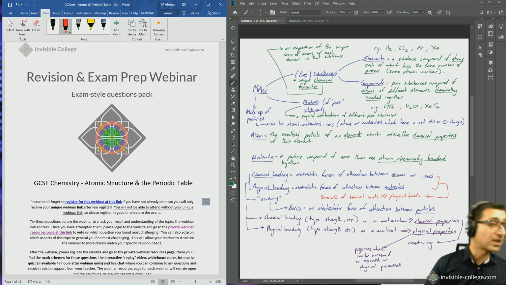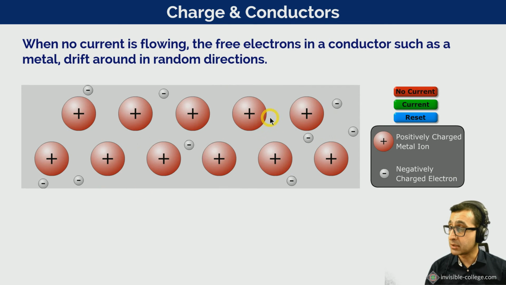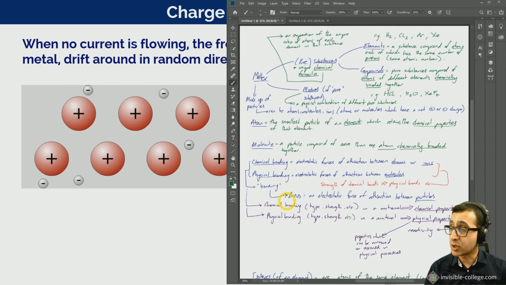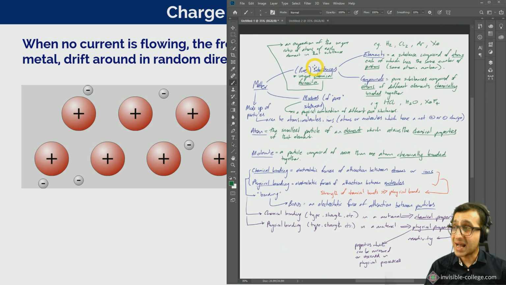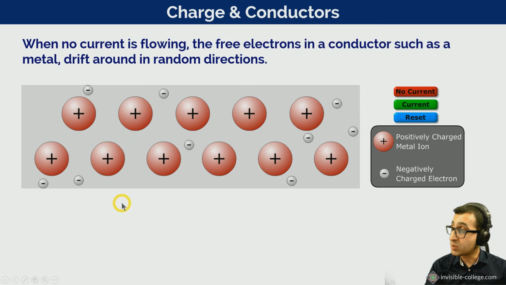But just to give you a basic idea of what we're talking about, in a metal, all of the atoms of the metal have become ions. Again, this goes back to one of our definitions here. An ion is an atom which has lost or gained an electron. So particles can be described as being atoms, ions, or molecules. Ions are atoms or molecules which have gained a net positive or negative charge because they've either lost or gained electrons.